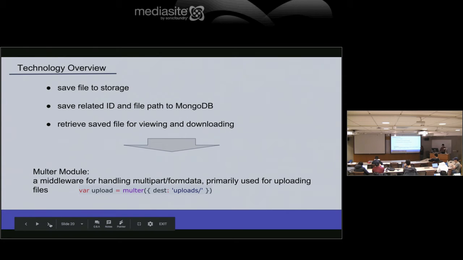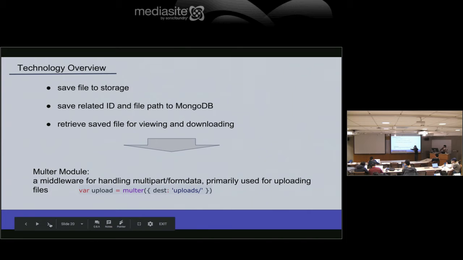So we want our file server to have the following functions, such as saving the file to the storage and also saving the related ID, which is our client, and also the file path to MongoDB, our database, and also being able to retrieve saved files for viewing and downloading. So we will particularly use Multer, which is a middleware for handling multipart form data, and it's also used for uploading files.